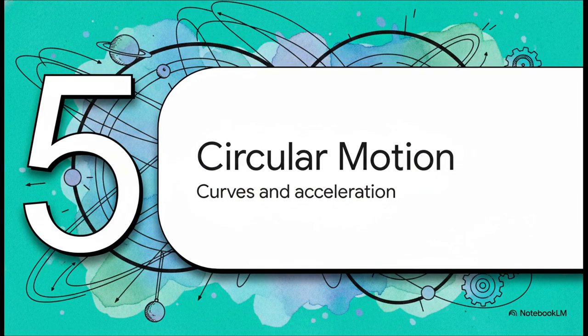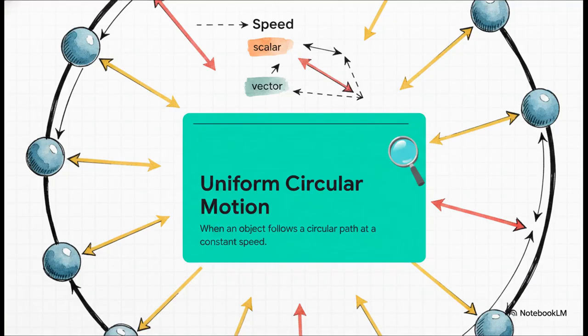Section 5. Uniform circular motion. What happens when straight lines turn into loops? So, uniform circular motion happens when an object travels a circular path at a constant, uniform speed. But did you catch that? I specifically said speed, which is a scalar, not velocity, which is our vector. Even if the speed is totally constant, the actual direction of the object's velocity is continuously changing at every single microscopic point along that curve.